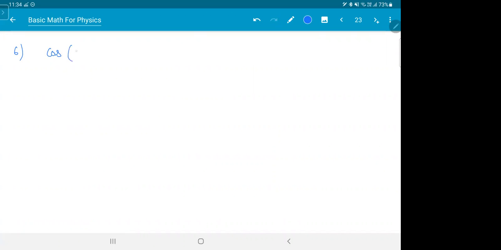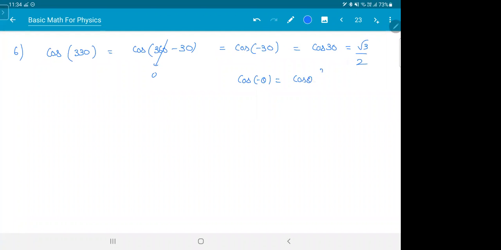What is this? Let's say cos 330. I can write this thing like what? Cos 360 minus 30. What is 360? 0. Cos of minus 30. What is cos minus theta? Cos 30. Are you getting? Cos of minus theta is cos theta. So you can use like this also.